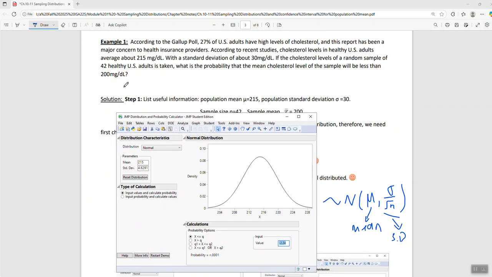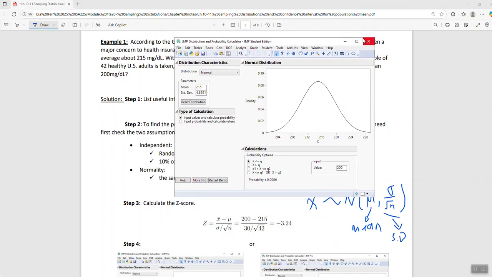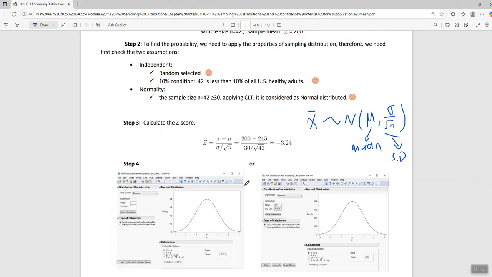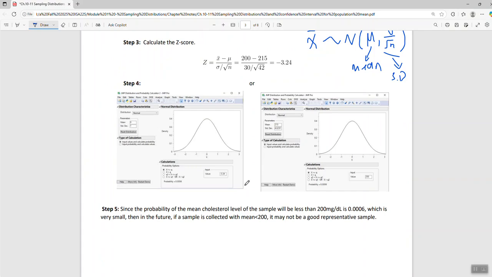Okay, so now the value you want to input is not a z value. It will be a real sample mean, which is 200. If you enter that, we will have exactly the same probability. But now the distribution you are using here is the sampling distribution. It is not a standardized normal distribution anymore. So here I just introduced two ways to get exactly the same answer, depending on your preference.